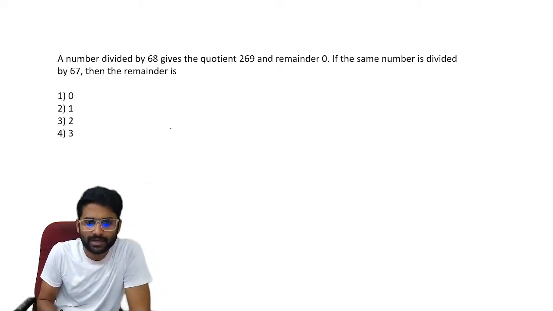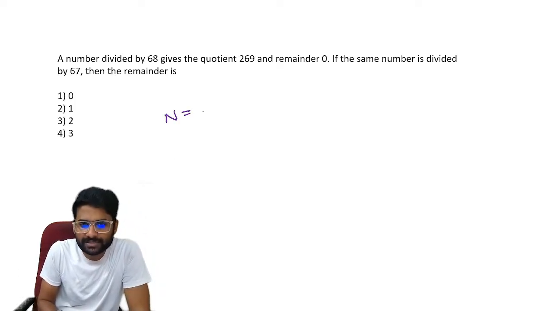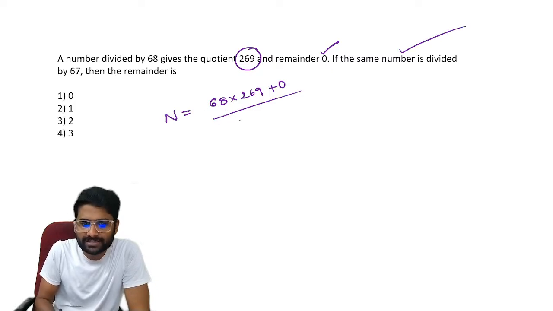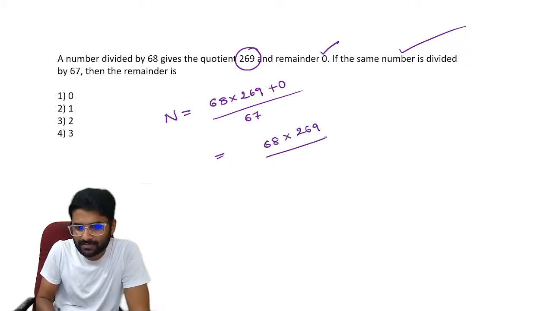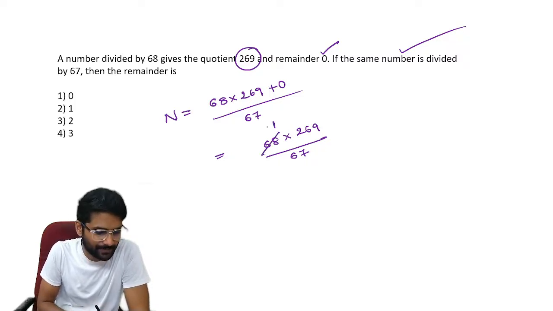Parameshwari. Keep going. When a number is divided by 68 and they clearly mention that quotient is 269, remainder is 0. What about the number? If 68 is multiplied with 269 and there is no remainder, when we divide the same number by 67, what is the remainder? So do it this way: 68 into 269 divided by 67. Now 68 divided by 67, remainder is definitely 1.